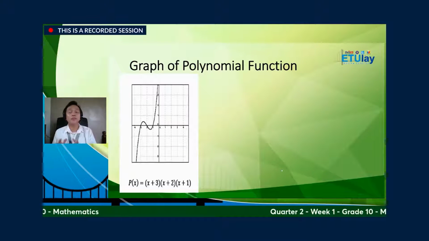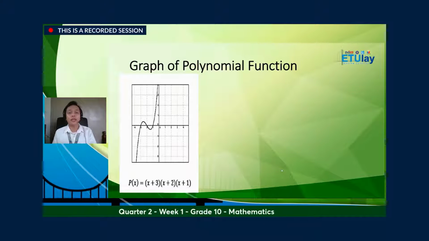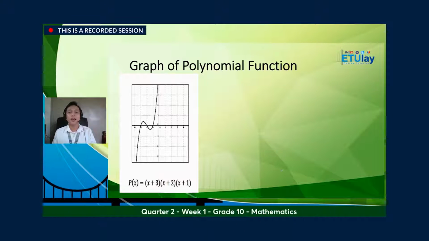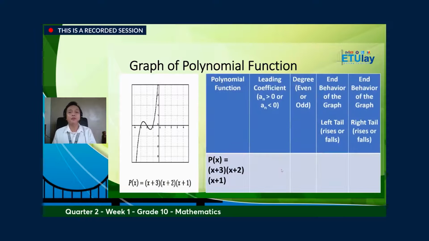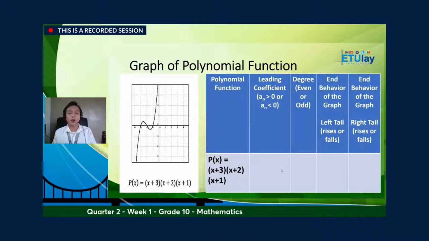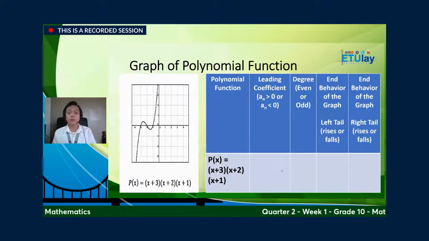Now let us try to study each graph. Starting off with P of x is equal to the quantity x plus 3 times the quantity x plus 2 times the quantity x plus 1. Pag-aralan natin kung ano yung mga characteristics na meron ng graph na ito. In order for us to do that, let's identify the polynomial function, the leading coefficient, whether a sub n is greater than 0 or a sub n is less than 0, the degree of the polynomial, whether it is even or odd number, and the end behavior of the graph, whether the left tail or the right tail.